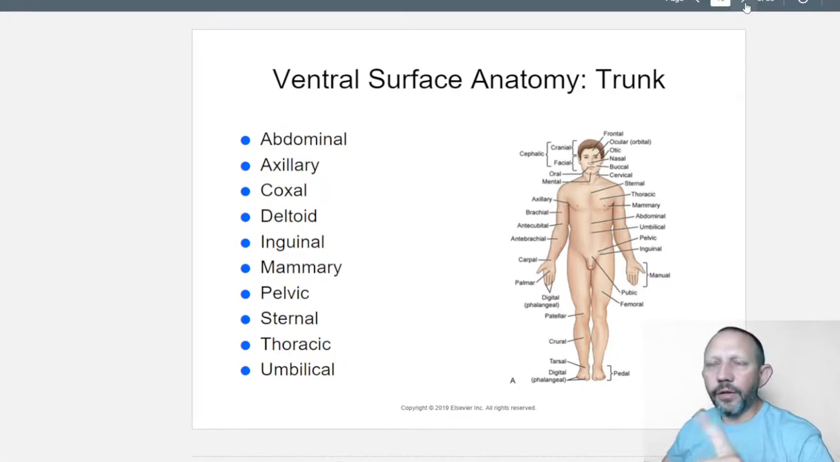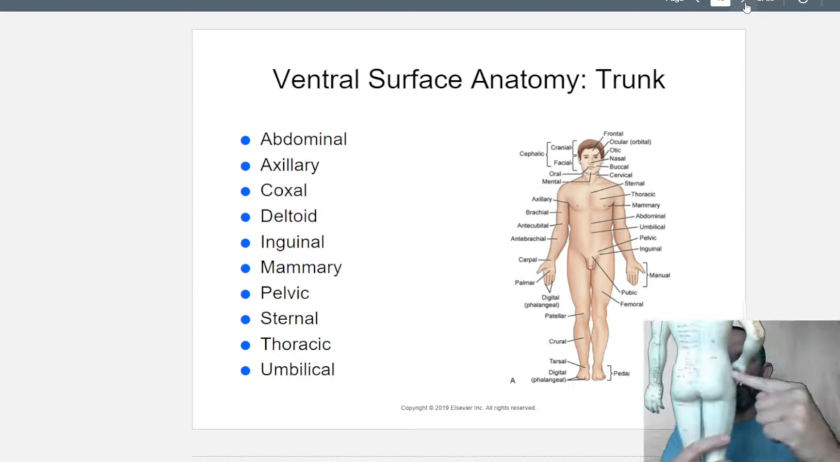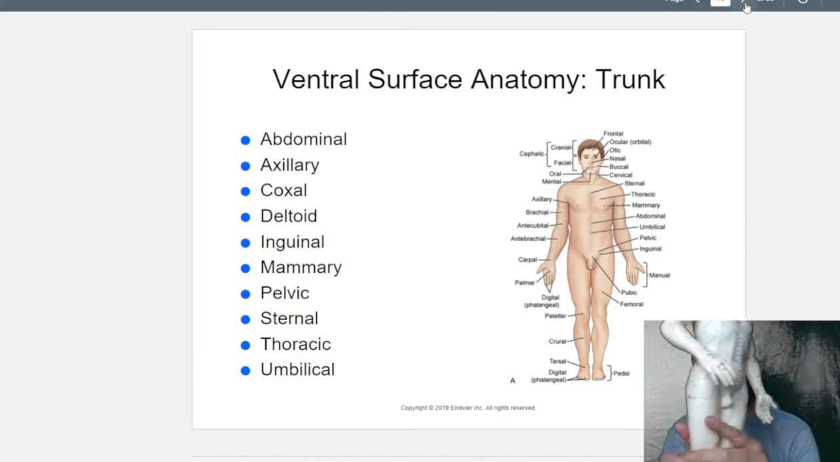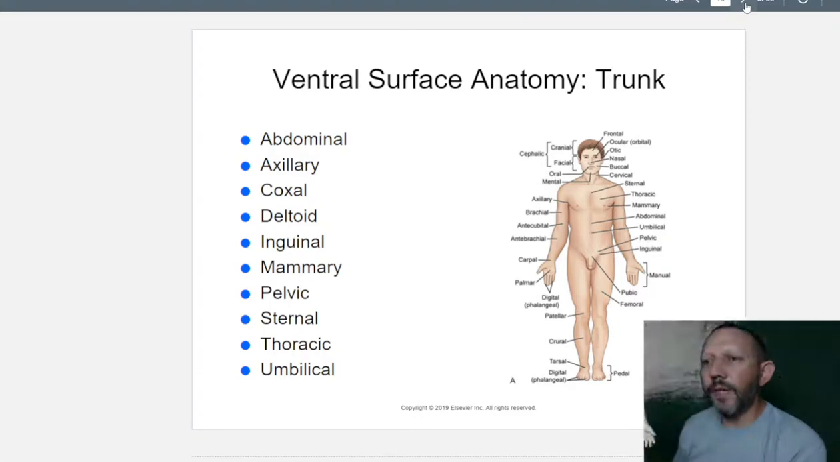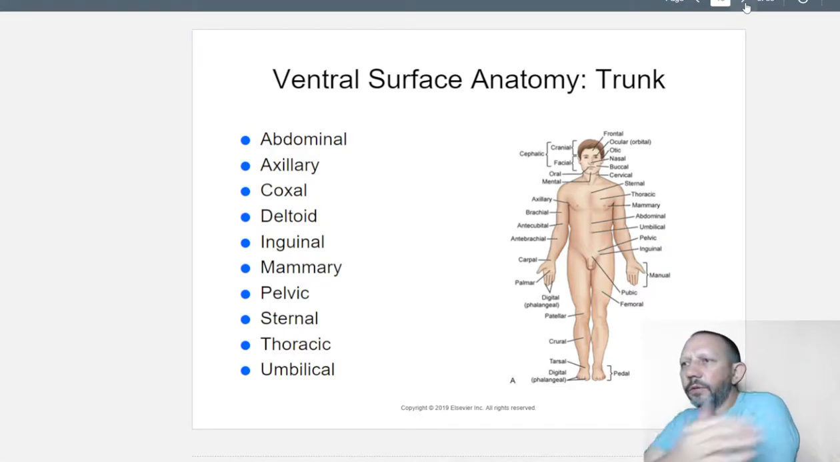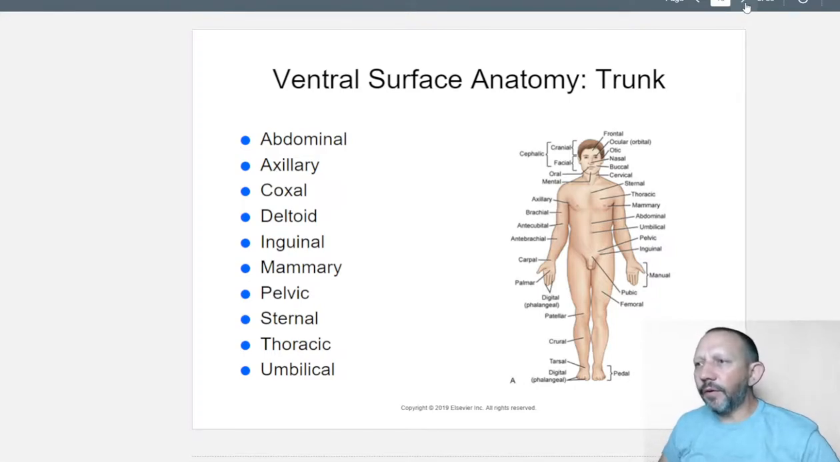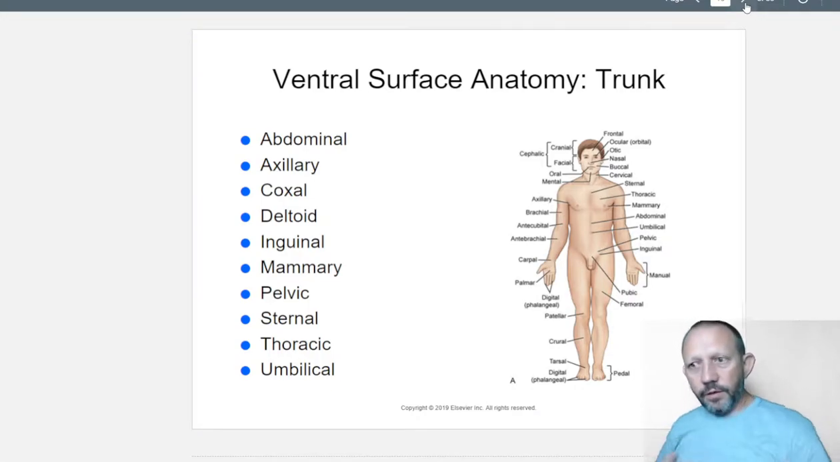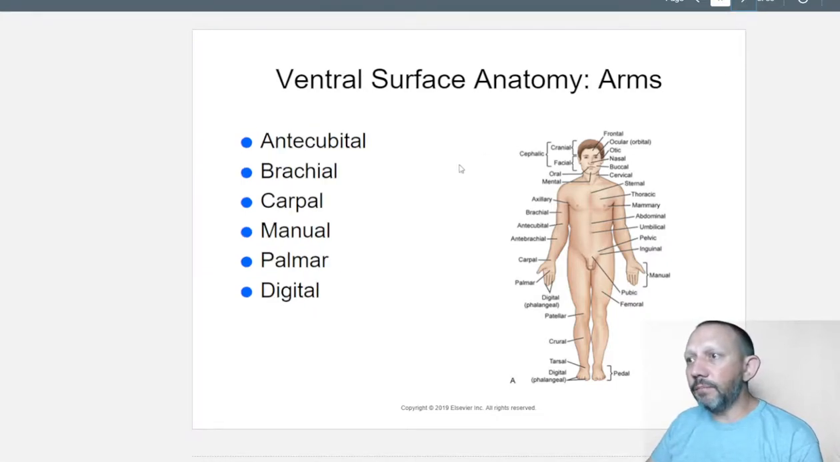So here's the trick. This is coxal right there. Hip is coxal. Deltoid up here in the shoulder, right? Inguinal down in the groin. Mammary, that's the chest, the breasts, actually. Pelvic, that's what your underwear covers, your pelvis. Sternal, right there. Thoracic, this. And umbilical is your belly button, okay? Some of you have innies, some of you have outies.